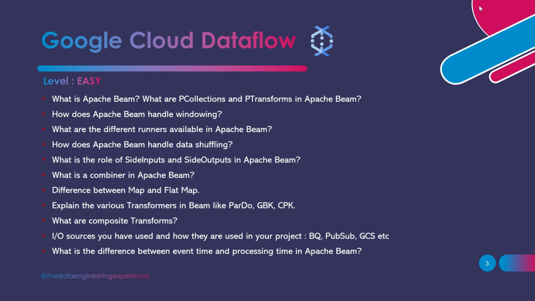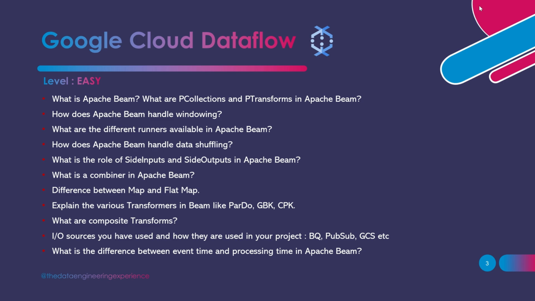Then the interviewer might ask you what are the various types of input and output sources that you have used along with Google Cloud Dataflow. So you can mention your input sources, whether it's Pub/Sub, Cloud Spanner, Google Cloud Storage, and your output sources like BigQuery, Cloud Bigtable, or any other, like it can be back to GCS. So you can mention all your input and output data sources.